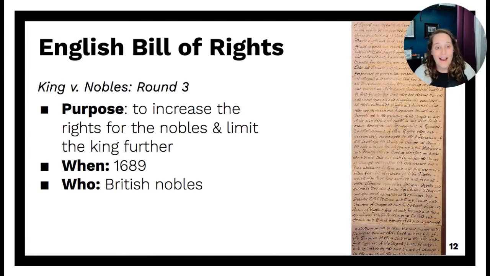So since 1628, when the Petition of Right was signed, Parliament had been battling it out with the king in a series of civil wars. Parliament eventually came out on top and passed the English Bill of Rights in 1689. Like the Magna Carta and the Petition of Right, this document limited the powers of the English king and gave more power to the people and the nobility. This document was well known because it affected people living in Britain, but it also affected the new British colonies in the Americas.